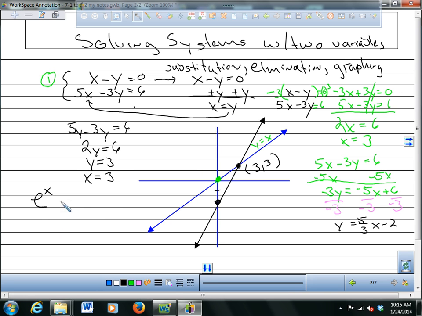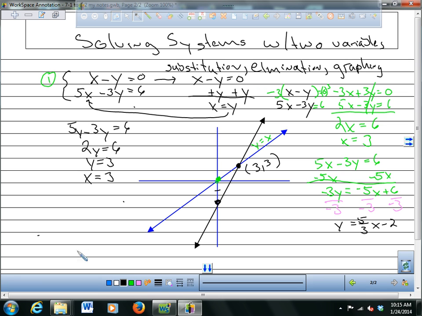But if you have something like e to the x equals 3x squared minus 2x, that's an impossible equation to solve algebraically, really. And so the only way to solve that is to graph e to the x, which kind of looks like this, and 3x squared minus 2x, which looks something like this, and see where those cross. So sometimes graphing is the only way to solve a system, because something like this you can't solve algebraically. Okay, so 3 equations, 3 unknowns.